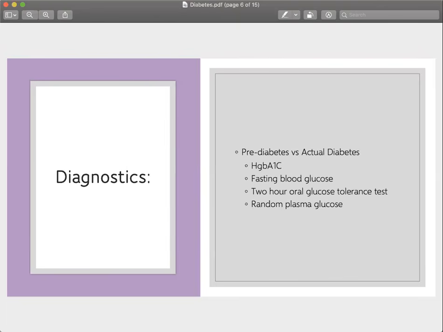What random plasma glucose level would indicate actual type 2 diabetes? And that's going to be a glucose greater than 200 with symptoms. Do not forget, there also have to be symptoms with this one in order to make a true diagnosis. Now, what about glucose in the urine? Is that an accurate measure for diagnosis of diabetes? No, it's not reliable enough and therefore cannot be used as a diagnostic.